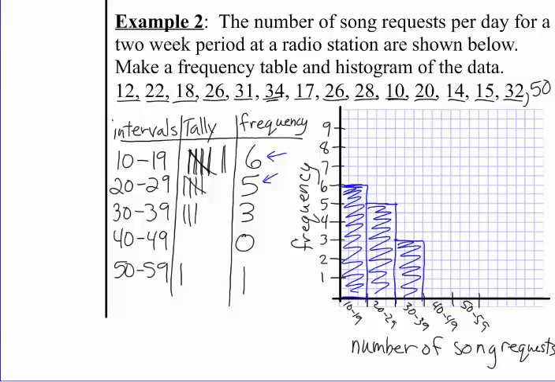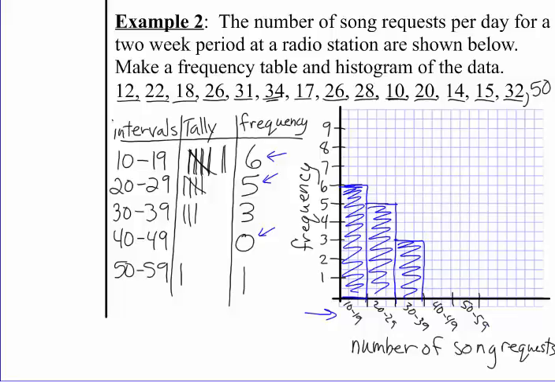Then between the 40 and 49, there were no days where people requested 40 to 49 songs in that day. So we leave that one blank, but we want to make sure that it's included in the graph. So we still have it labeled because you can't skip from 39 to 50. You still have to have the 40 to 49 in there. So when I say no gaps, I mean no gaps in the numbers that you have on your x-axis. So 10 to 19, 20 to 29, 30 to 39, 40 to 49, 50 to 59. No gaps. I haven't skipped any numbers. So I just leave that bar blank because we don't have any.